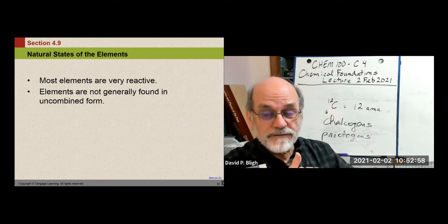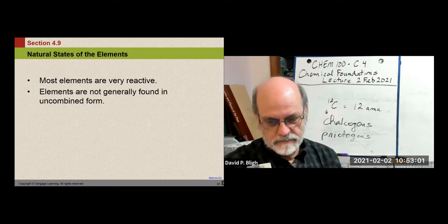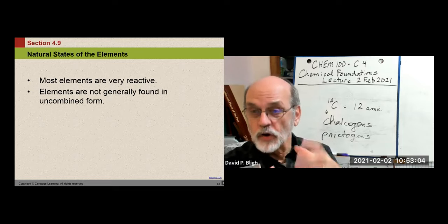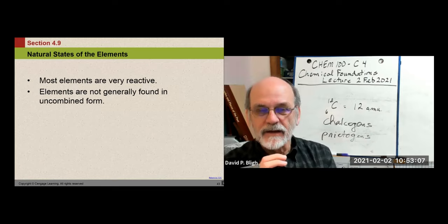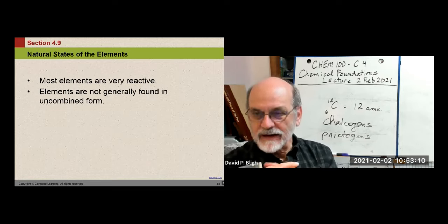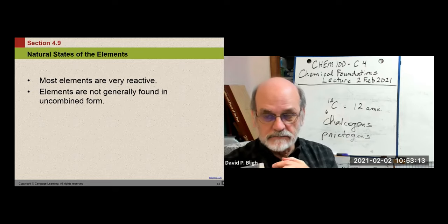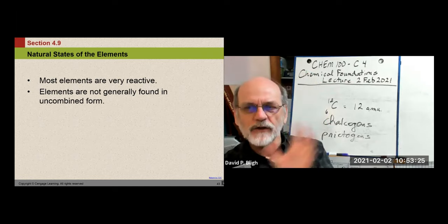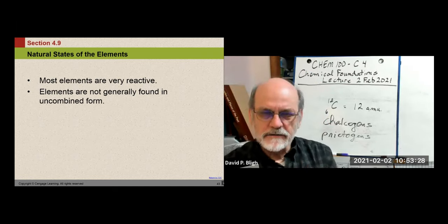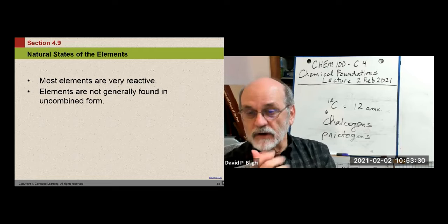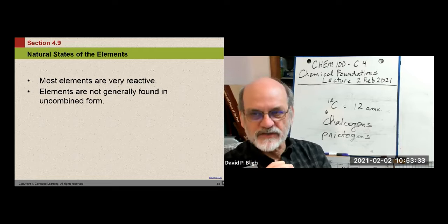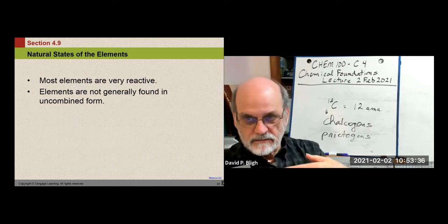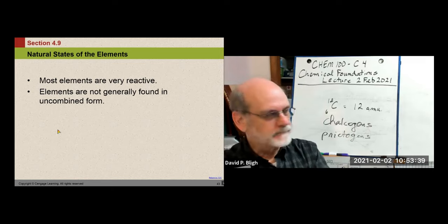So elements are generally not found in uncombined forms, pure form, except for the noble gases, right? Because they don't react. But most elements do react. And metals, they like to react with oxygen. So that's why oxides of the various metals are predominant in the Earth's crust. And when you go mining for these metals, you're going to find them as oxides, sometimes sulfides, occasionally chlorides. But they're not free elements. They have to be separated from their compounds to be identified and used as pure elements.